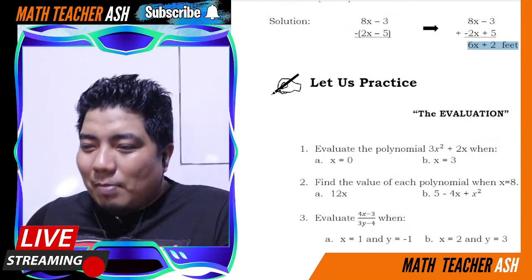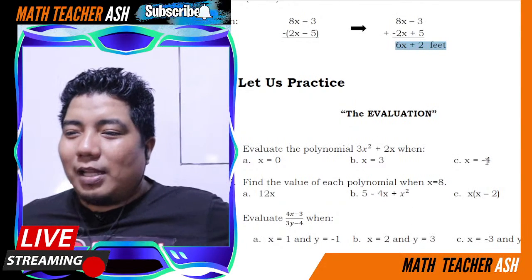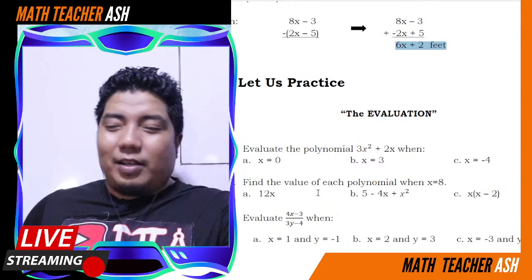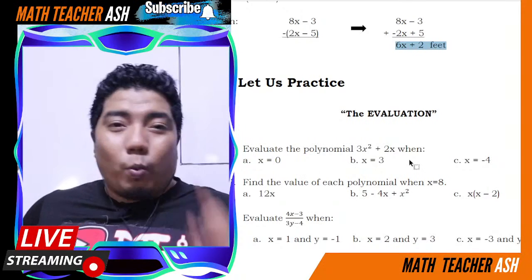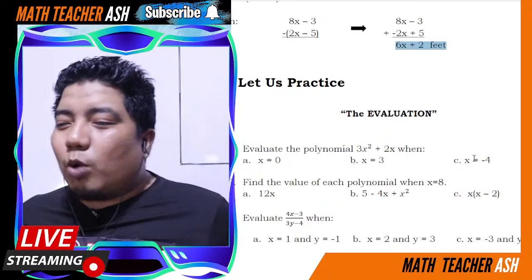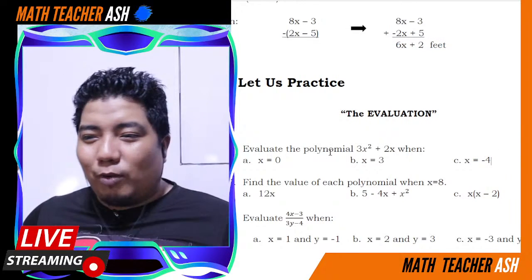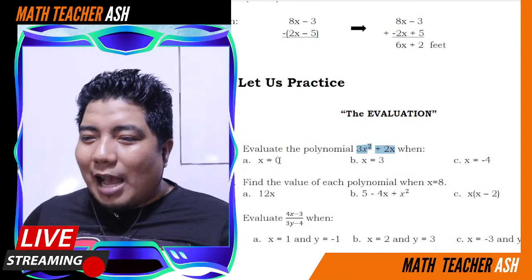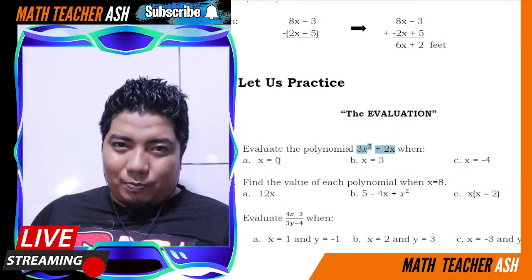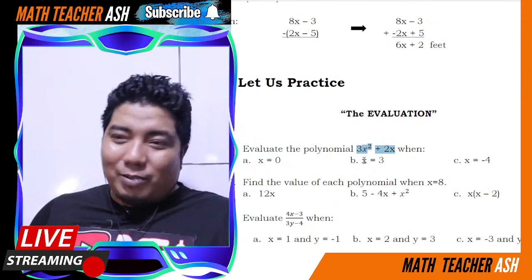Okay, so kayo naman mga math learners, kayo ang magsosolve dito. Evaluate the polynomial 3x squared plus 2x when x is equal to 0, when x is equal to 3, when x is equal to negative 4. So, paano ba ito isosolve? Tatlong beses kayo magsosolve. Una, mag-solve kayo nito gamit ang x is equal to 0. So, alright. Then, pag nasagot nyo na yun ang sagot for A.